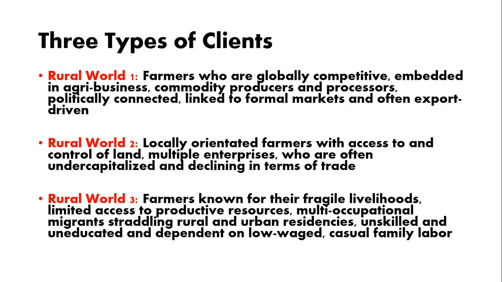Rural world three: these are the people we discussed very early in this presentation. Farmers known as fragile in livelihood. They worry about how to feed their family, how to generate income for day-to-day life, right? They have limited access to resources, and they are multi-occupationers. They do a lot of things: farming, laboring, right? Multi-occupationers, and sometimes migrants, and unskilled people, they depend on low wages and casual family labor.